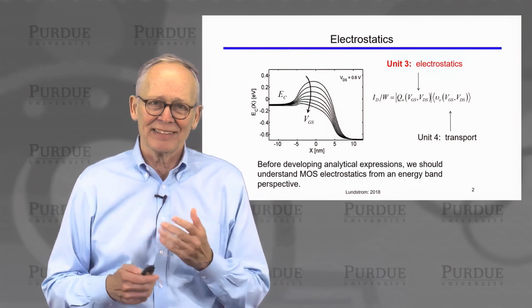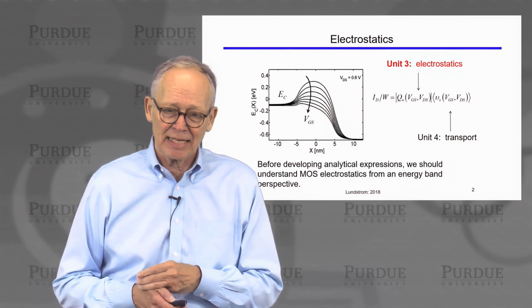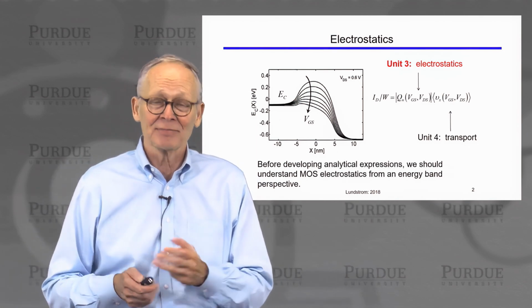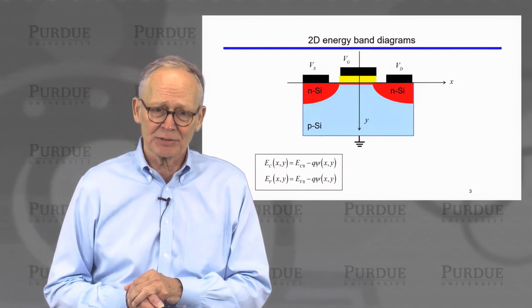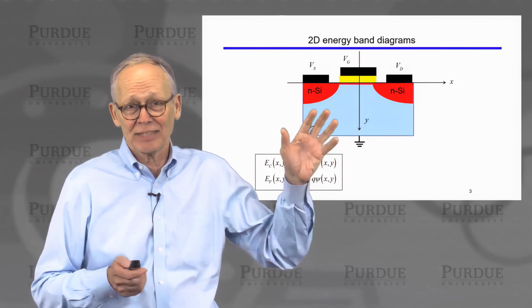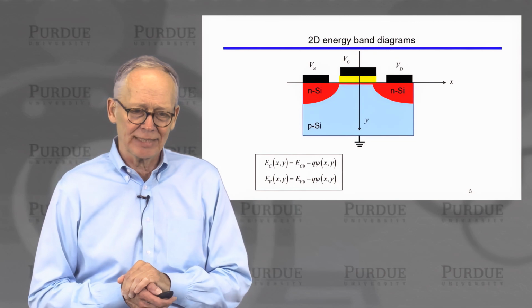But before developing analytical expressions for the charge density, we should understand things qualitatively with energy band diagrams. So a MOSFET is a two-dimensional device. It's really a three-dimensional device. So the electrostatics can get quite complicated.